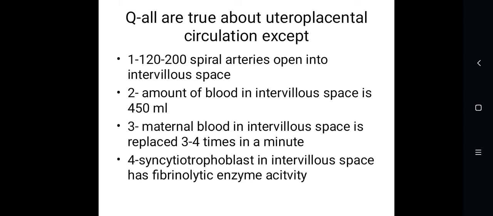In my previous video I told you, because there is somewhat of a stasis of maternal blood in the intervillous space, to avoid coagulation, the syncytiotrophoblast is lining the intervillous space on all sides. This is very important. I am telling you again and again that syncytiotrophoblast is lining the intervillous space on all sides, because it is the only meeting point of fetal and maternal tissue. So this line is very important. This syncytiotrophoblast has some fibrinolytic enzyme activity and it avoids coagulation there.